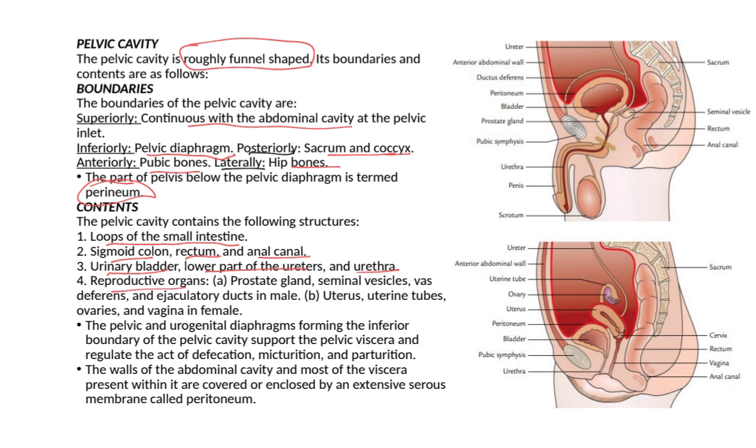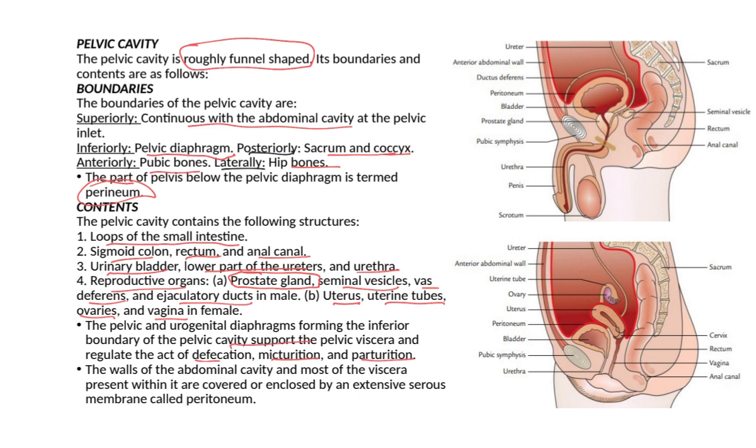Reproductive organs. What are the reproductive organs present in the pelvic cavity? They are prostate gland, seminal vesicles, vas deferens, ejaculatory duct in males. In case of females, uterus, uterine tubes, ovaries, and vagina. The pelvic and urogenital diaphragms forming the inferior boundary of the pelvic cavity support the pelvic viscera and regulate the act of defecation, micturition, and parturition.